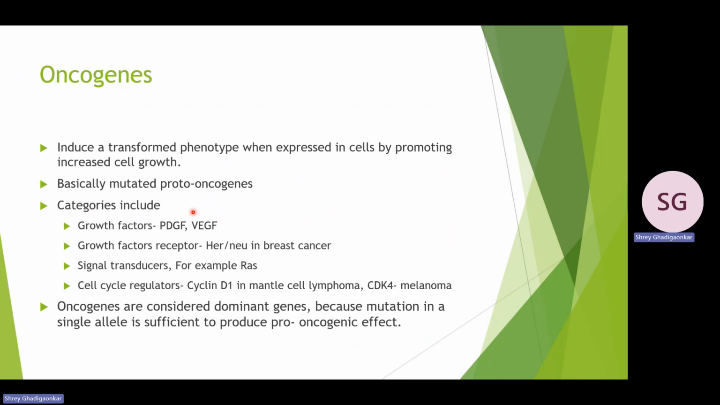You have different categories within oncogenes as well. These may involve growth factors, for instance, PDGF, which is platelet-derived growth factor, or VEGF, which is vascular endothelial growth factor. You may also have growth factor receptors like HER2 or NEU in breast cancer, and signal transducers, for example, RAS, which is common in colorectal carcinoma. You can also have cell cycle regulators, for instance, cyclin D1 in mantle cell lymphoma, as well as CDK4 in melanoma. Oncogenes are considered dominant genes, mainly because when there's a mutation in a single allele, it's usually sufficient to produce a pro-oncogenic effect.